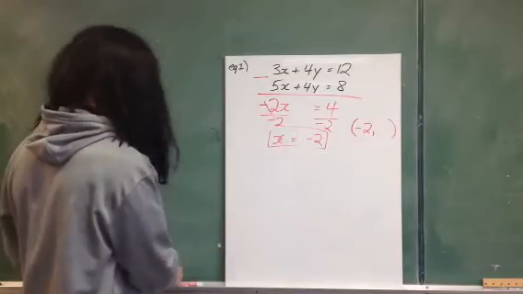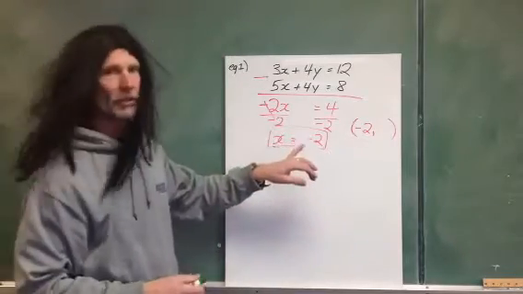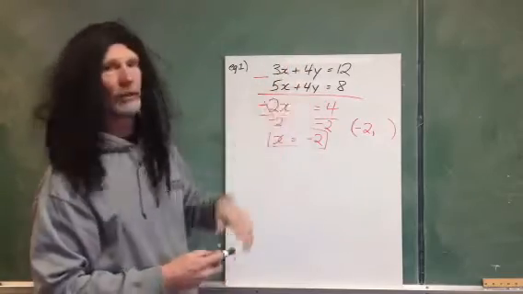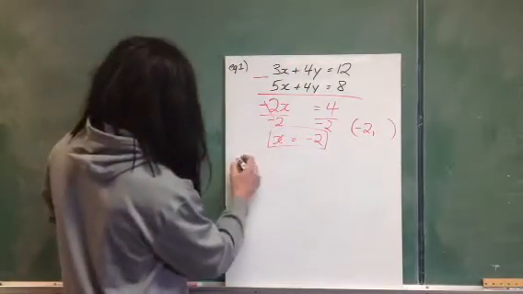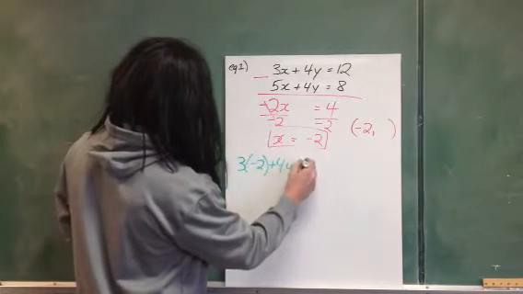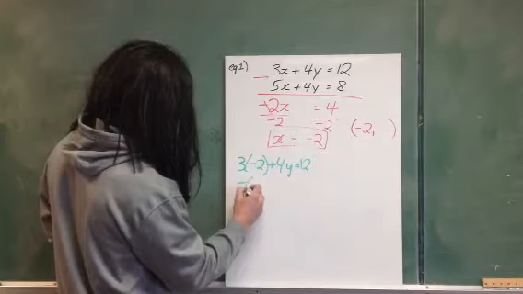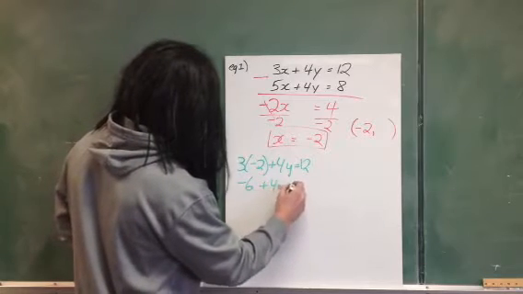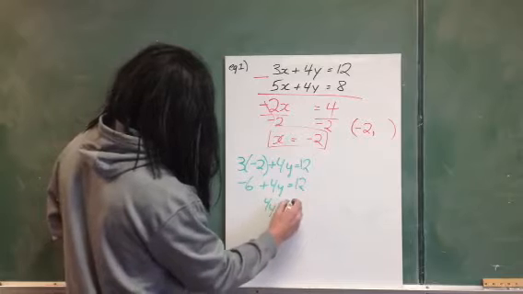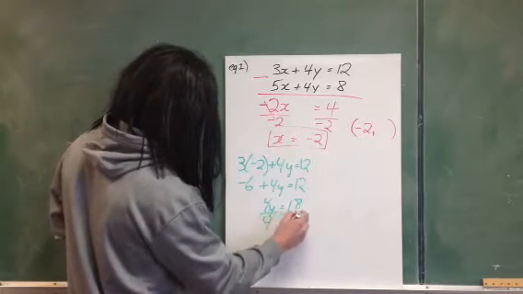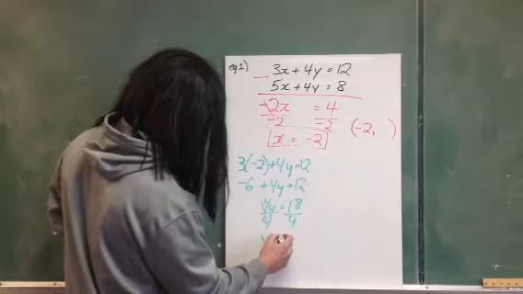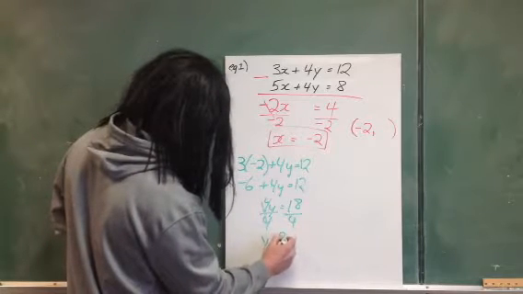Okay, let's find out y. So now, like substitution, I'm going to just substitute this value in for either of the x's here in order to find y. Let's try the first one. 3 times negative 2 plus 4y equals 12. That's negative 6 plus 4y equals 12. Bring that over as plus 6, and I have 4y equals 18. Divide both sides by 4, and I have y equals 4 1/2, or 9 halves.